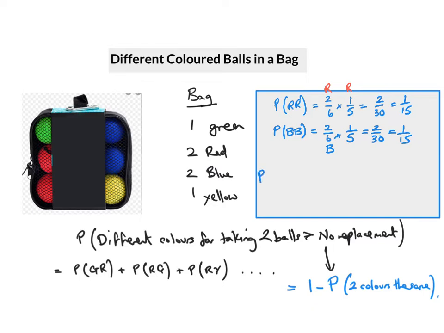So the probability of different colors equals 1 minus the probability of the same color. And that's going to be 1 minus these 2 added together. Well, 1 over 15 plus 1 over 15 is 2 over 15. And we subtract that from 1, we get 13 over 15, which equals, as a decimal, 0.87, which is about 87%.